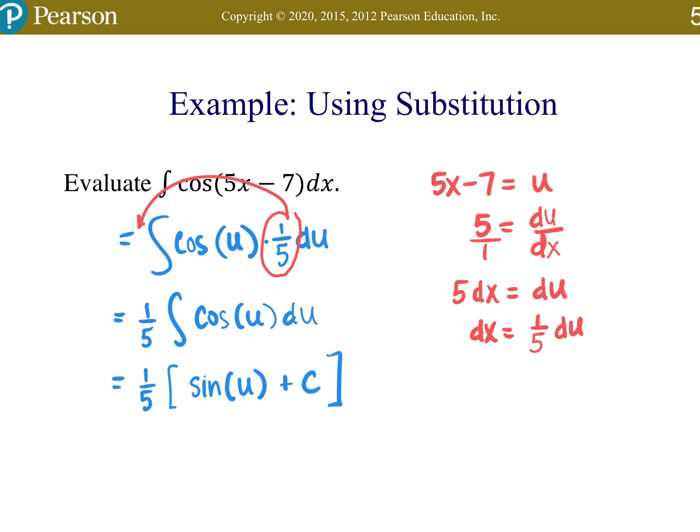The antiderivative is positive sine. The derivative is negative sine, but the antiderivative is positive. And then the last step is always to change u back to the thing you originally substituted out. And that's 1/5 sine parentheses 5x minus 7 plus the constant of c.